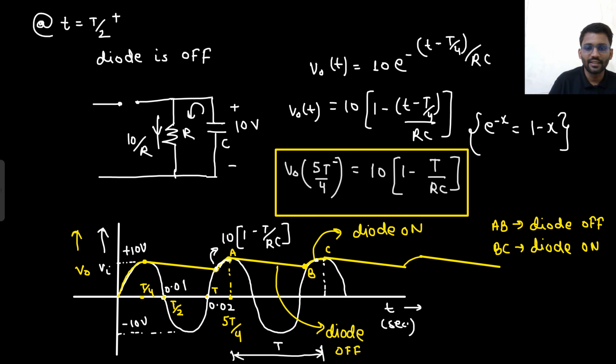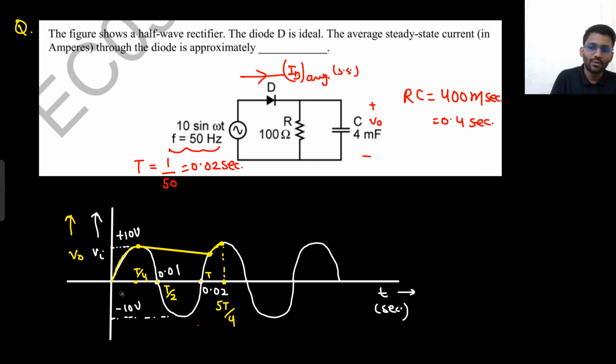So how did we solve it? Let's revise it once again. First, for 0 to T by 4, we saw that it is following the input. This is not the steady state. Then the diode will be off, so the waveform will go down, but very, very slowly. It will go down till nearly 5T by 4 only. Then when the input gets higher than the capacitor voltage, the diode will again turn on. Then again it goes down, again turns on, again goes down. So the waveform will keep on repeating like this.